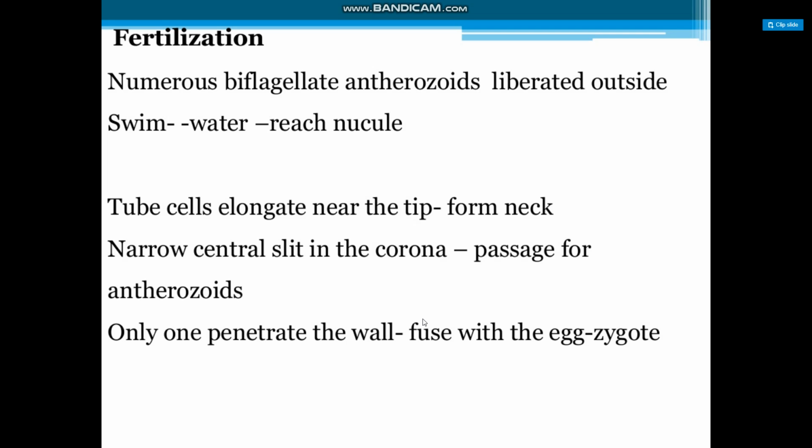Fertilization: numerous biflagellate antherozoids are liberated outside and swim through water to the nucule. The tube cells elongate near the tip and form a neck, and a narrow central slit in the corona passes the antherozoids. Only one penetrates the wall and fuses with the egg to form the zygote.